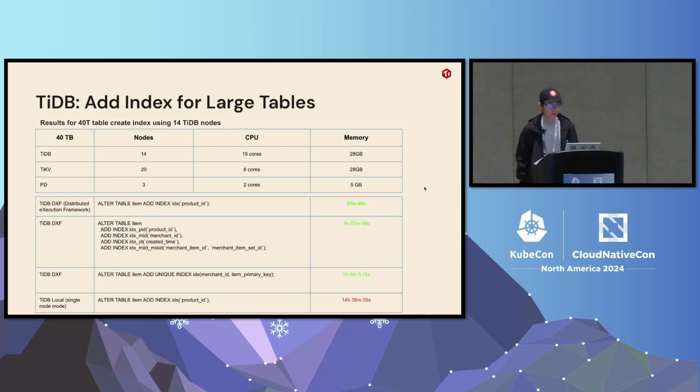And this is a test result from a table with 40 terabytes of data. We created the index with 14 TiDB nodes. From the first line, it takes around 1 hour to finish the job. And you can see the last line. This is a single node mode. It means the add index just runs on 1 TiDB node. It takes around 14 hours. Yeah, it's linearly scalable.